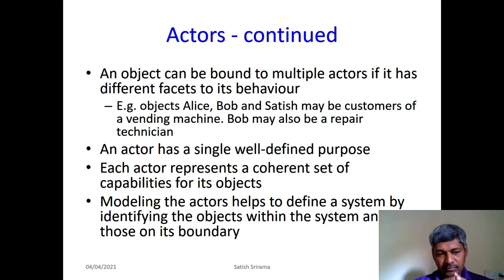Generally, an actor has a single well-defined purpose: the part of the system it is trying to interact with. So it is very clearly defined. Each actor represents a coherent set of capabilities of its objects. For that particular object, the actor very clearly says what the set of capabilities is that the object can perform on the system.